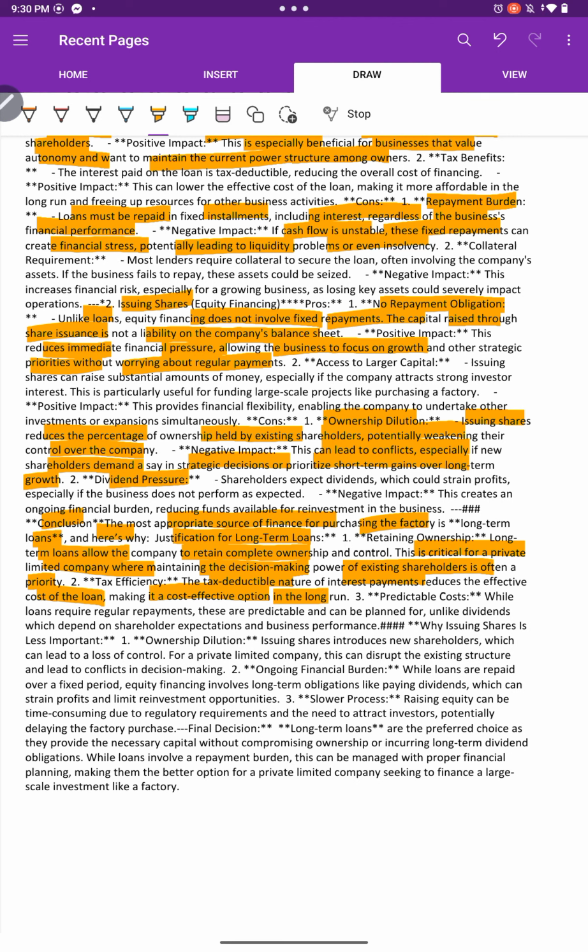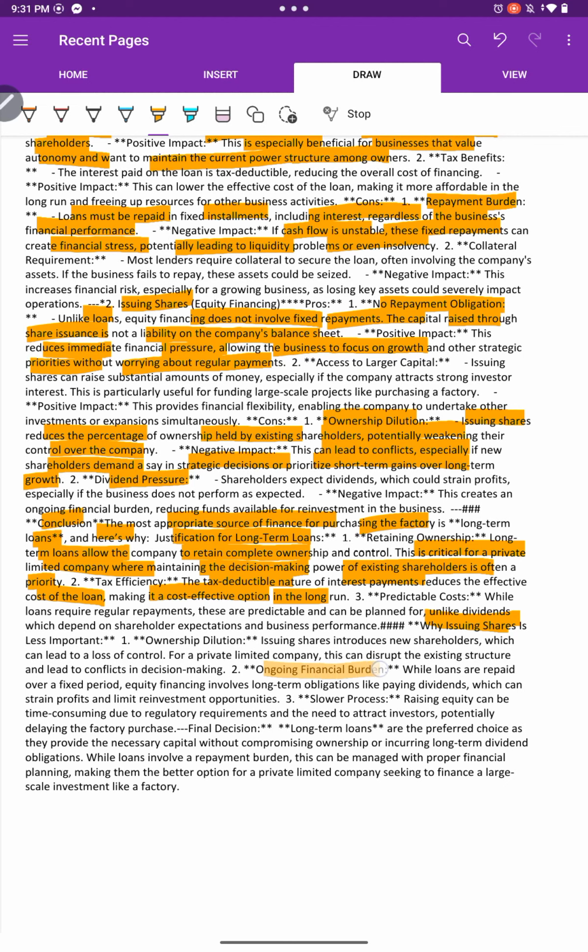And if you say that issuing shares is the more appropriate source of finance, you can write this paragraph in the same way. You can write why issuing shares is less important. Of course, if we are selecting long-term loans as the more appropriate source of finance, it means that we have to set aside the second source and justify why it is less important.